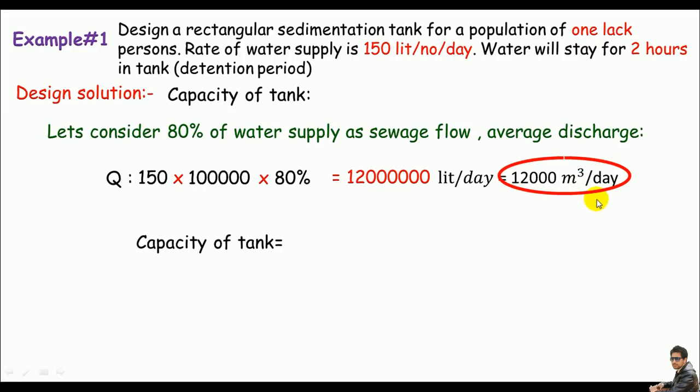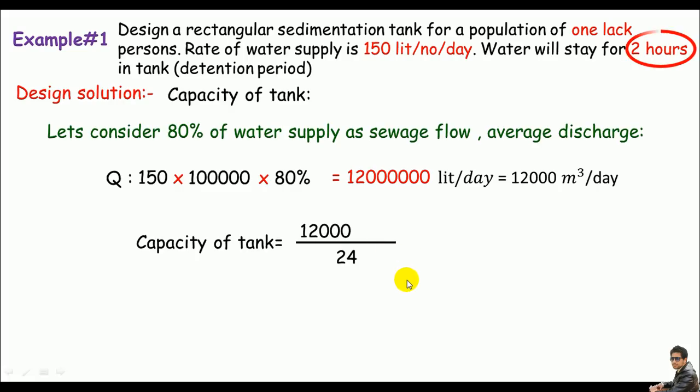If you see the discharge is in cubic meter per day, I don't need the day term over here because I just need the capacity of the tank in the form of volume. So 12,000 cubic meter per day divided by 24 hours, because 1 day is just 24 hours. If you see, the water will stay for 2 hours in the tank, which is just the detention period. So I'll just put 2 hours as a value in this formula. Do some maths. Of course, you'll get 1000 cubic meter as the capacity of the tank.